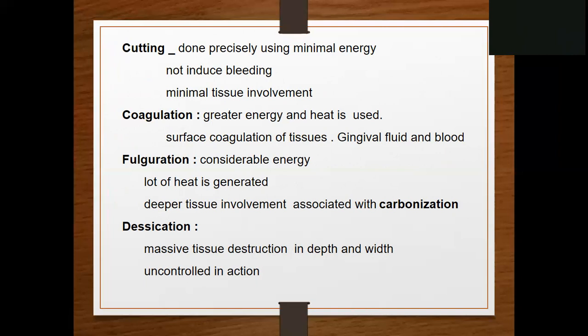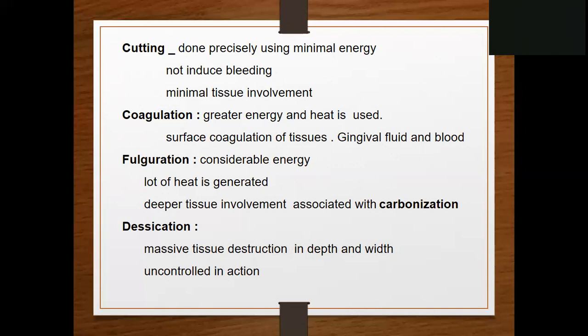Second one is coagulation, for which greater energy and heat is used, and it causes surface coagulation of the tissues. Third is fulguration, in which a considerable amount of energy is used. A lot of heat is generated using this procedure, and the mechanism is carbonization of the tissue, and hence deeper tissue involvement is associated.